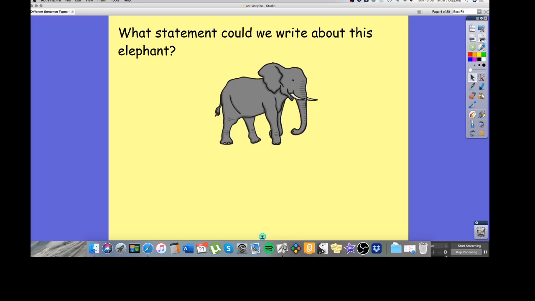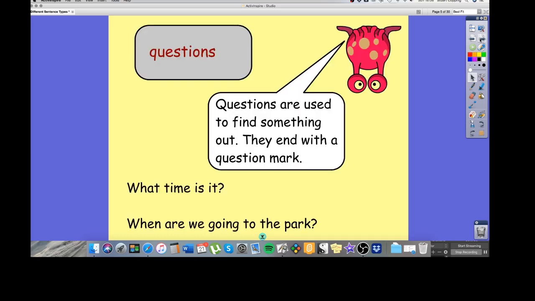Really, really simple. Okay, our second one, oh Blab, you're upside down, is questions. Okay, again, we have done some of this before, so I apologise if you know this already. Questions are used when you want to find something out. They always end with a question mark. Okay, so here are my 2 examples. What time is it? And there's my question mark. When are we going to the park? And there's my question mark.